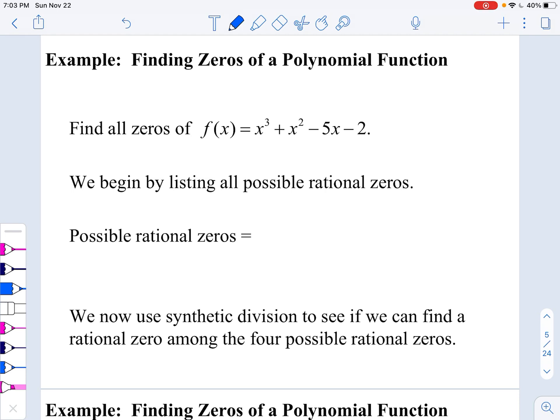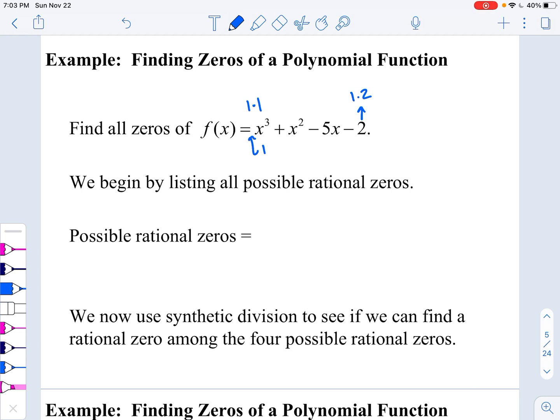So it says we begin by listing all possible rational zeros. So again, we're going to take our constant term. How do I make 2? Well, that's a 1 times a 2. My leading coefficient here is just a 1. Well, how do we make 1? The only way to make 1 is 1 times 1.